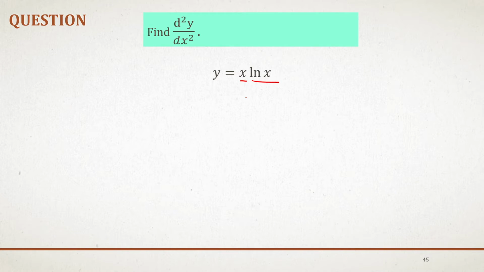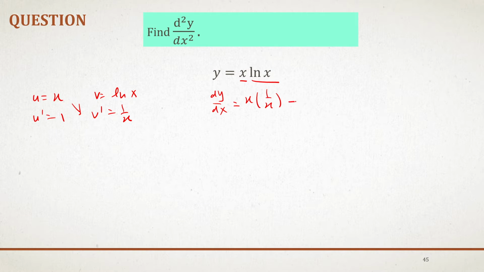So now when I want to start, I will start with u equals x, my v is ln x. So u prime is 1, v prime is 1 over x. So my dy/dx equals u v prime plus u prime v: x times 1 over x plus ln x. So this one cancels, and I have 1 plus ln x.